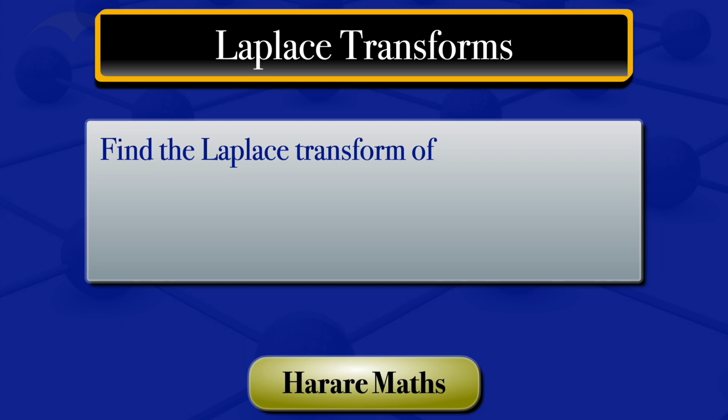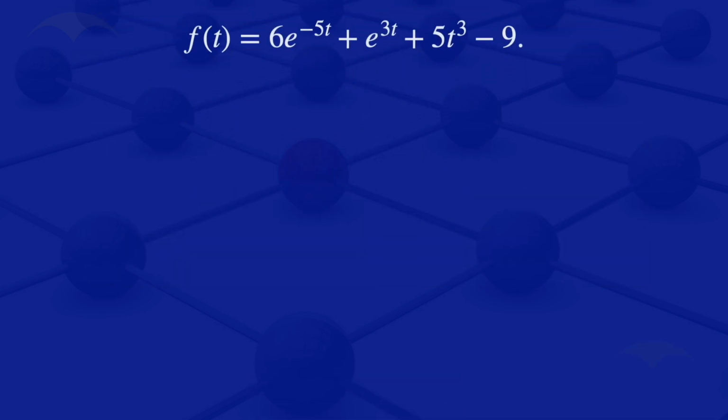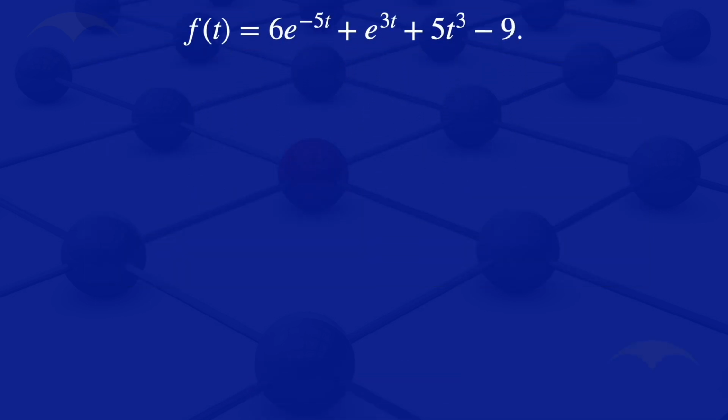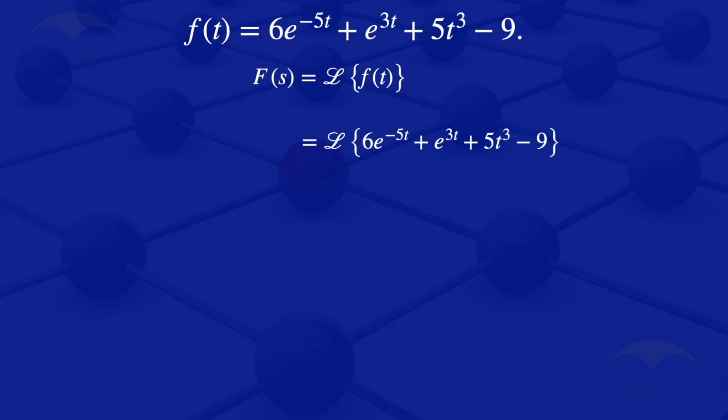In this tutorial, we're going to find the Laplace transform of f of t, which is equal to 6 multiplied by exponent of minus 5t plus 3 exponent of 3t plus 5 times t cubed minus 9. To find that Laplace transform, we are going to use the tables. The Laplace transform will be denoted by F of s, and we would have the Laplace transform of 6 exponent of minus 5t plus 3 exponent of 3t plus 5 t cubed minus 9.